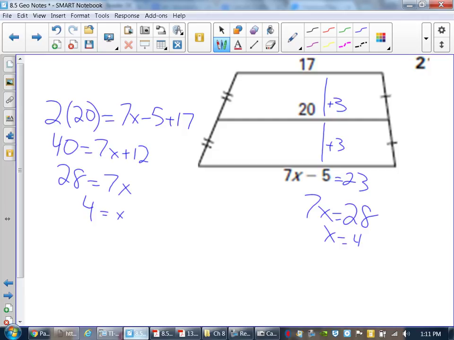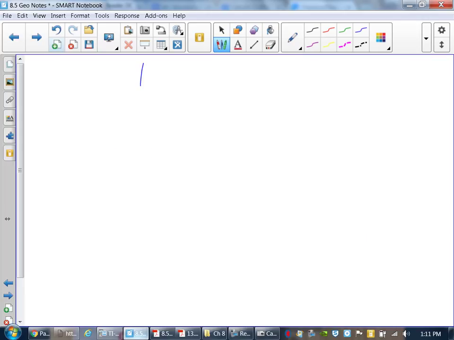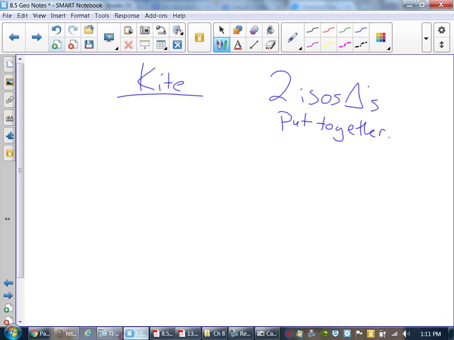Well, we still have a little bit of time here. Let's talk real quick about a kite. We'll look at the properties of that real fast. Kite's the other shape we're looking at today. Think of a kite as 2 isosceles triangles put together.